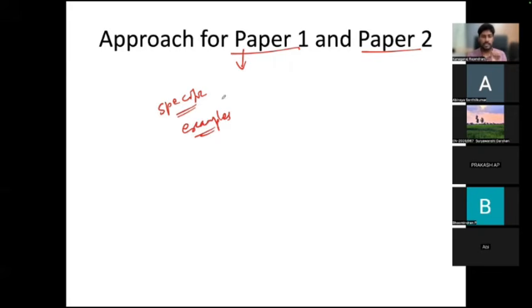So many students make this mistake. Their answers are very generic and very general.